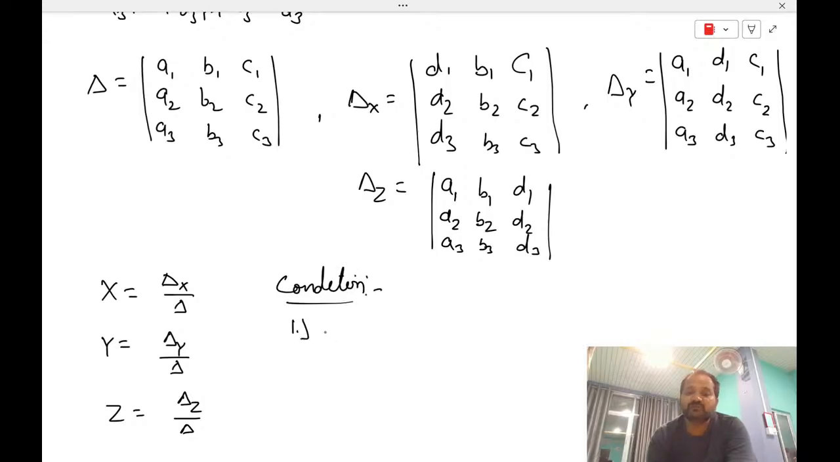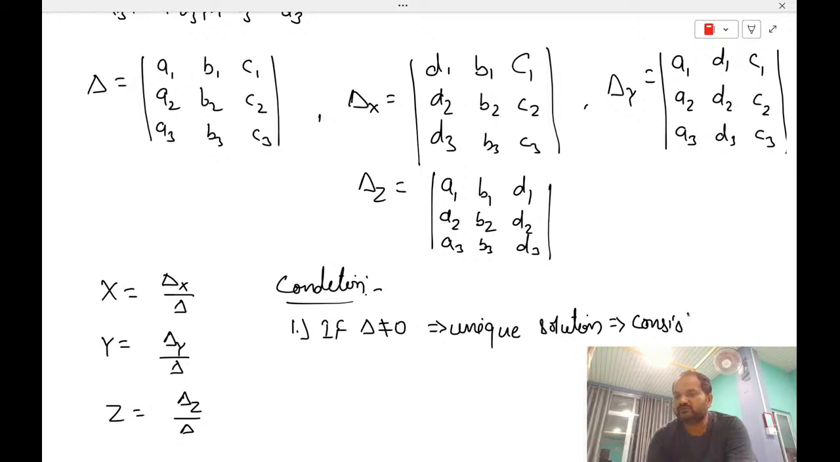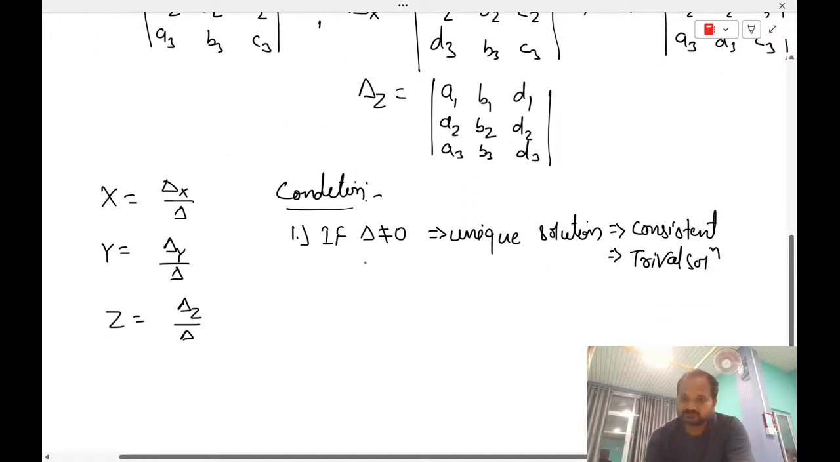So the first case: if delta is not equal to 0, it means it has a unique solution. Unique solution means x, y, and z have unique values. If there is a unique solution, the system is called consistent. It has a unique solution, meaning for the three variables x, y, z there is a single solution.